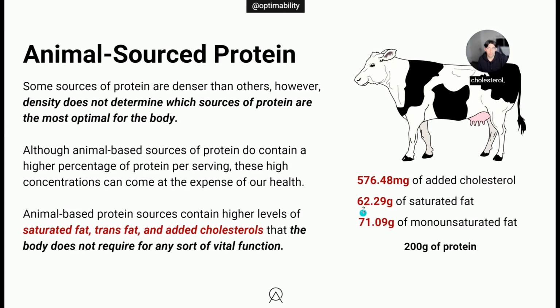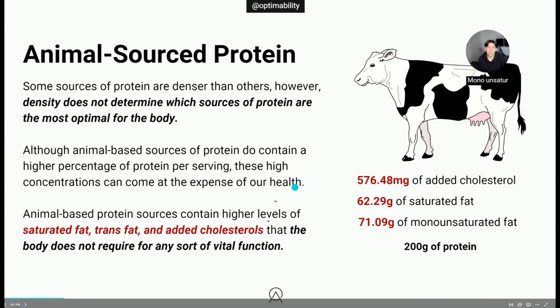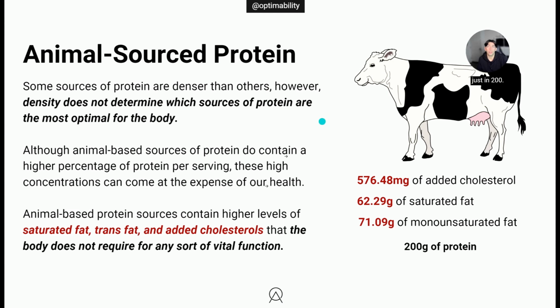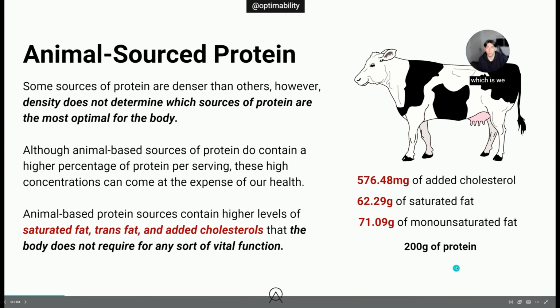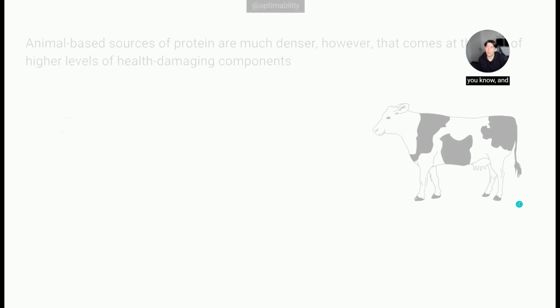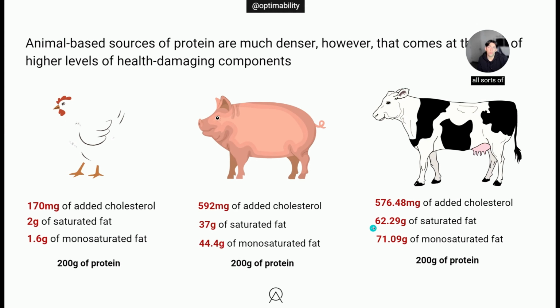576.48 milligrams of added cholesterol, 62.29 grams of saturated fat, and 71.09 grams of monounsaturated fat. Monounsaturated fat is good, but it depends how much you're getting. So that's just in 200 grams of a cow, for example, and we don't need added cholesterol, saturated fats, or trans fats for any sort of bodily function. We're going to dive into deeper detail about that later, but just so you know. And it's the same across the board with all sources of animal-based protein.